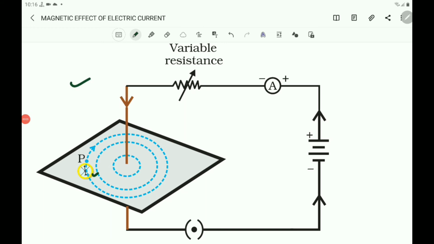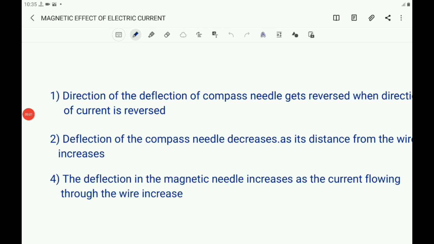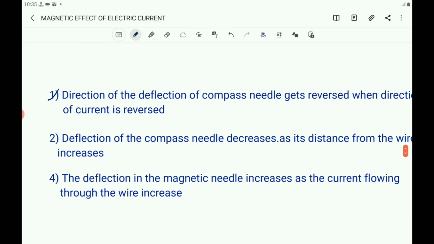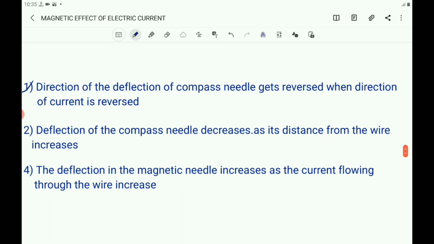Children, draw this neat labeled diagram to show the pattern of concentric circles indicating the field lines of the magnetic field around a straight conducting wire. And also write the observations and conclusion in this activity. So write the observations. Which are the three observations made in the activity? First one, the direction of the deflection of the compass needle gets reversed when the direction of current is reversed.